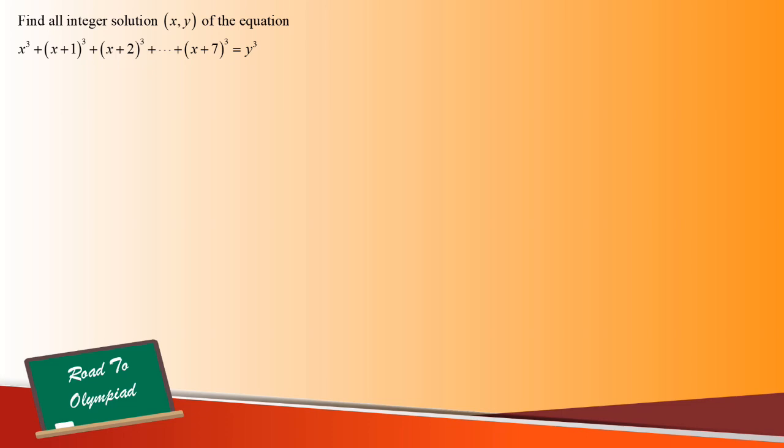Consider the following problem. Find all integer solutions x, y of the equation x cubed plus (x+1) cubed plus (x+2) cubed, until (x+7) cubed, is equal to y cubed.